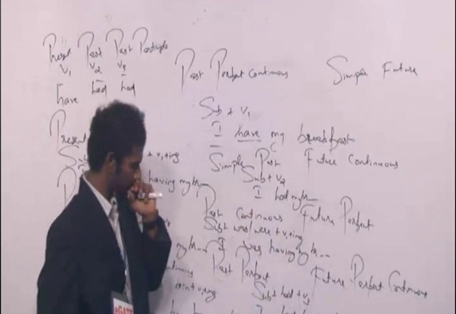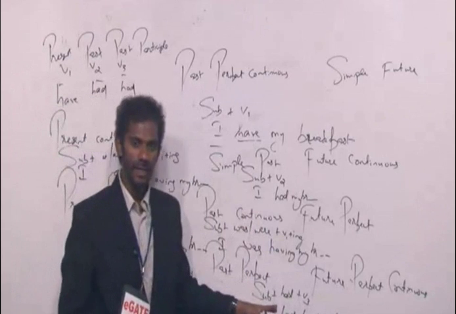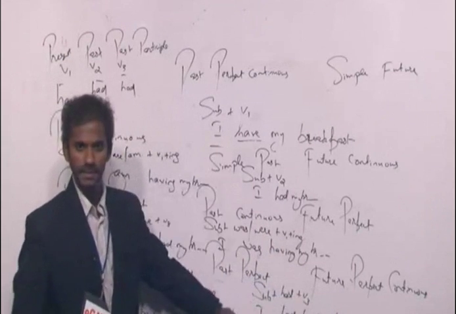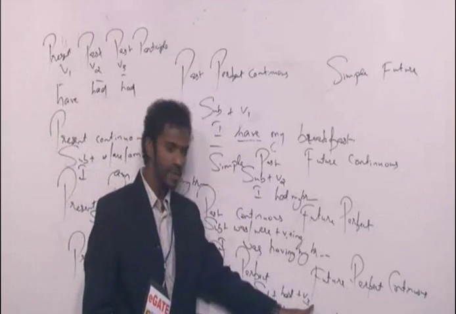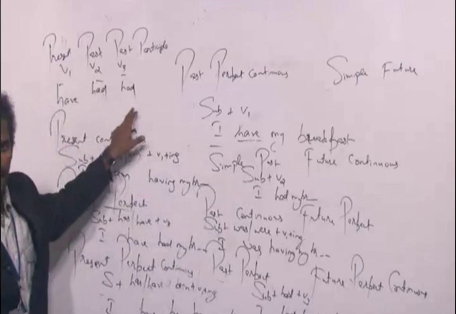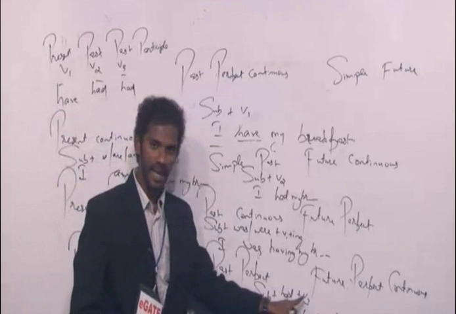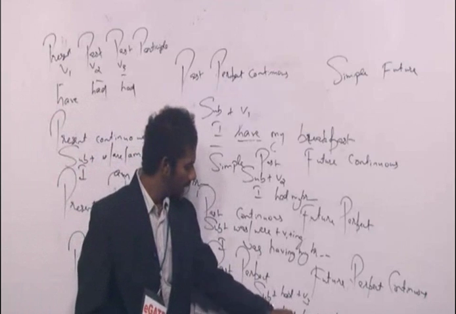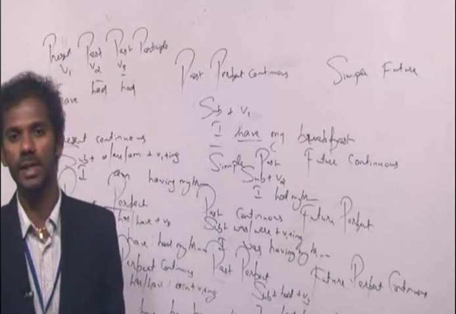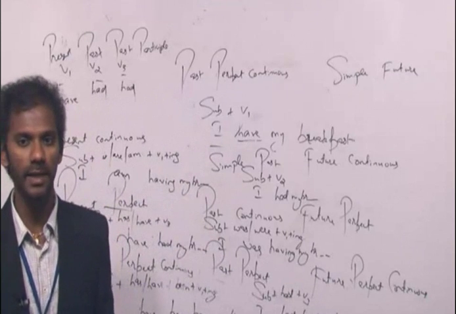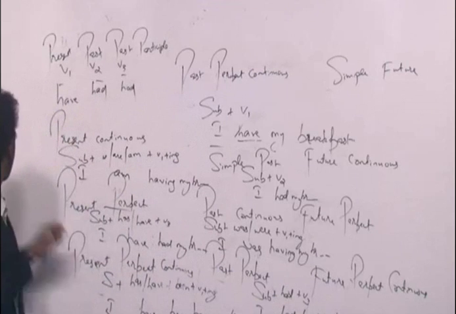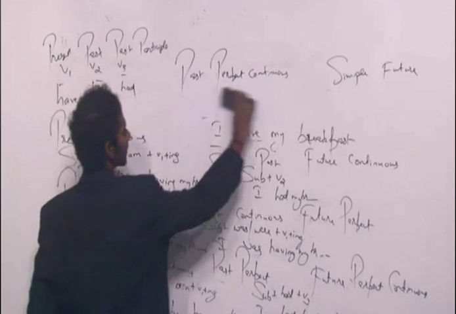I repeat. The rule of past perfect tense is subject plus had plus V3. The subject in the sentence is I. Then had plus V3. The verb in the sentence is have, and the V3 of have is had. So it must be subject plus had plus V3. So I had my breakfast. It's grammatically correct, even though it sounds incorrect. Clear? So that is past perfect. Hope it's clear to you. Right? Now the last category in past tense.